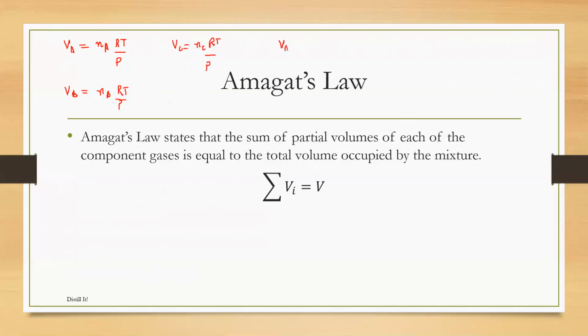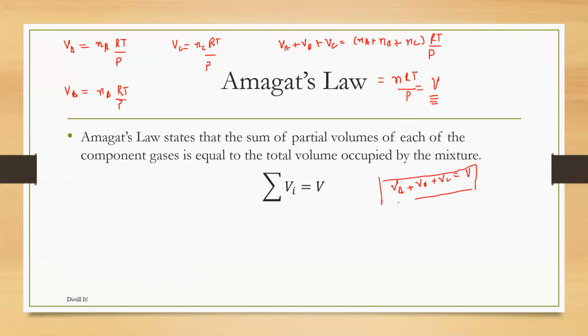So when we add all of them, we get VA plus VB plus VC is equal to NA plus NB plus NC RT by P. That is nothing but nRT by P, which is actually equal to the total volume. Hence, we can say that if we add the partial volumes of each component, we get the total volume. So in general, if we have n components, then V1 plus V2 plus all volumes till n would be equal to the total volume occupied by the mixture. This is known as Amagat's law of additive volumes.